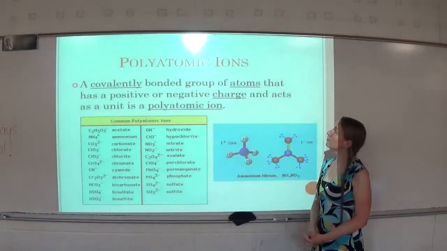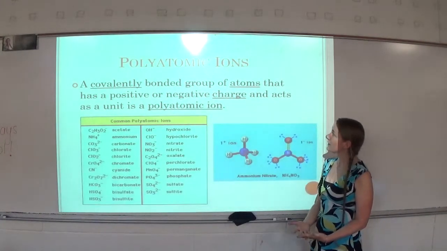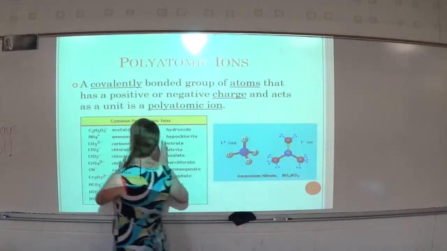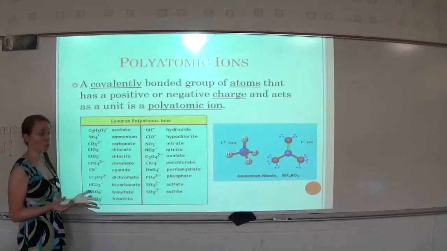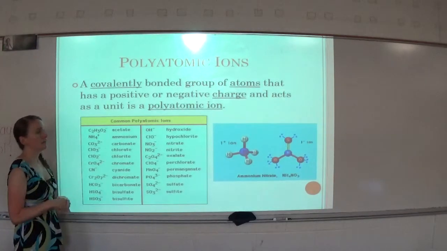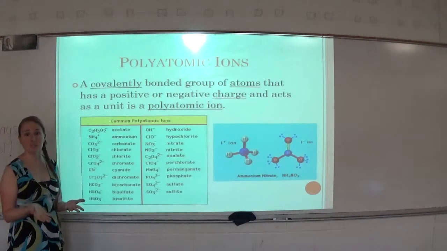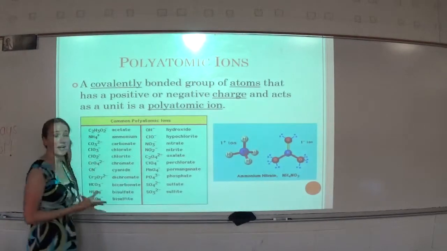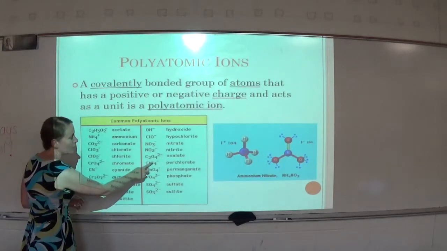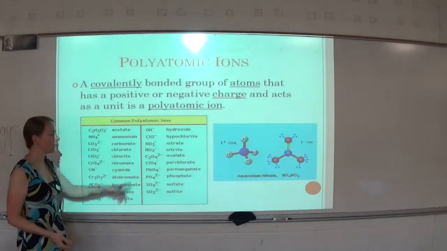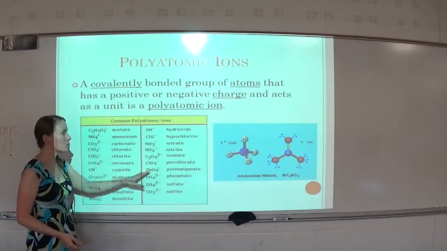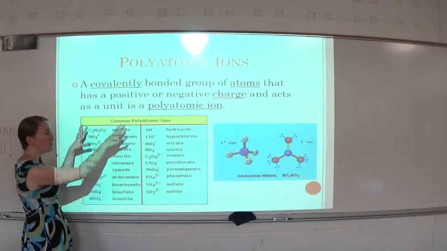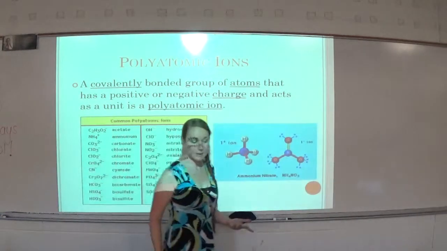A covalently bonded group of atoms that has a positive or negative charge and acts as a unit is called a polyatomic ion. You don't need to memorize them. They're just a group of atoms with a charge. For example, Cl has a negative charge, but Cl is just one atom. OH, when they bond together, can have a negative charge. Or ClO4, Cl and 4 oxygens, can have a negative charge. They act as one group, and all the polyatomic ions have their own name. You would be provided with a list of these if you needed to name them.